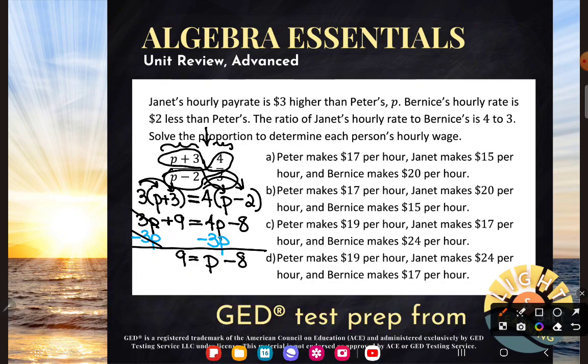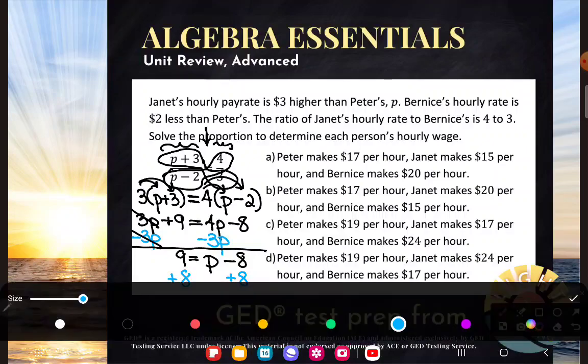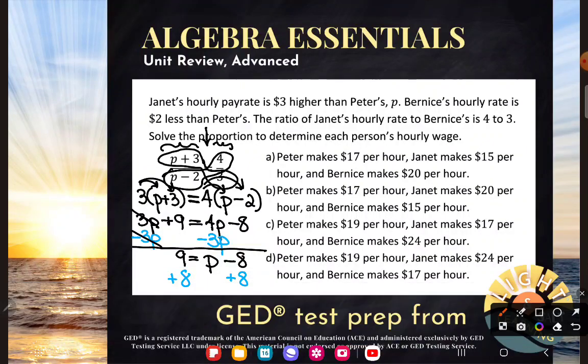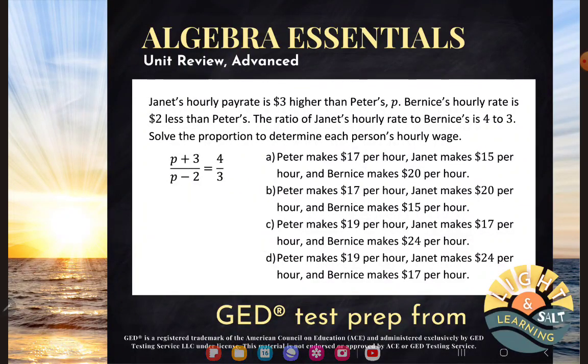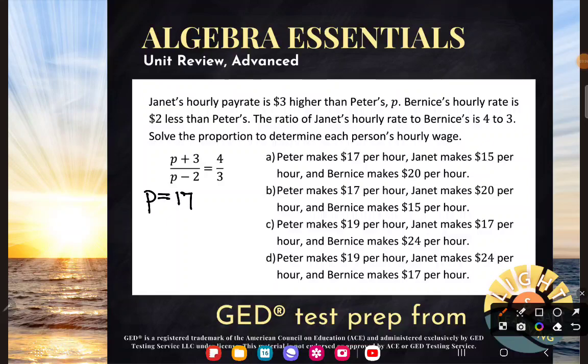P is almost alone. I'll get rid of the 8 by doing the opposite. Instead of subtracting 8, I'll add 8 to both sides. And let's see now what we get. Subtracting 8 and adding 8 are opposites. They cancel. P is alone, just like I wanted. I'm going to write it up at the top here, guys. P is equal to, and 9 plus 8 is 17. Now, actually, let's erase all that and write it here. P is equal to 17.